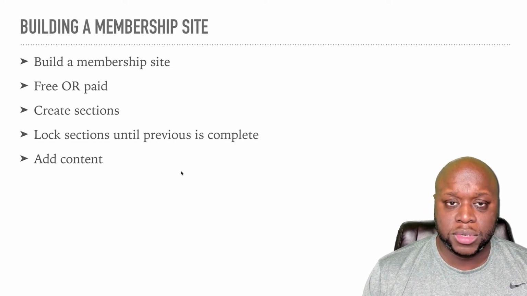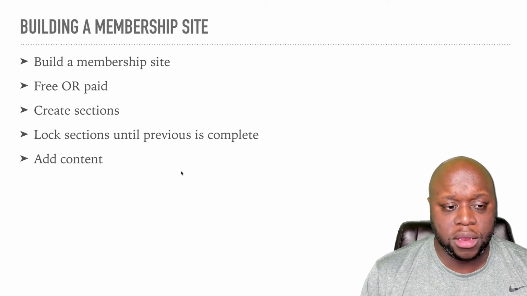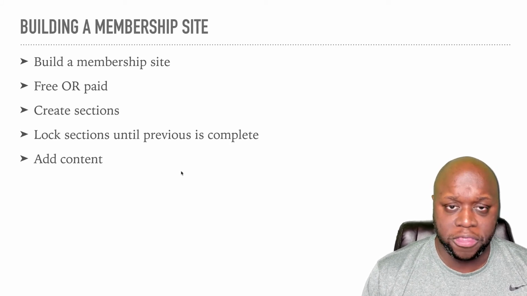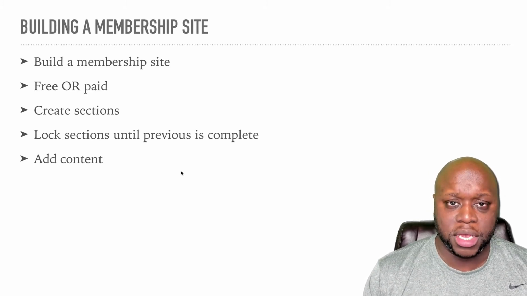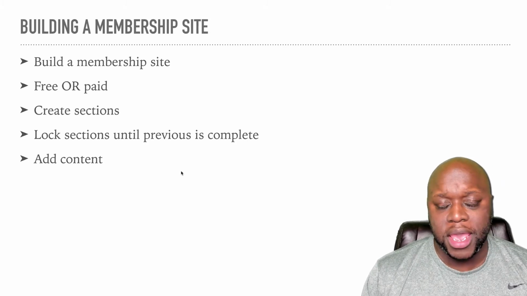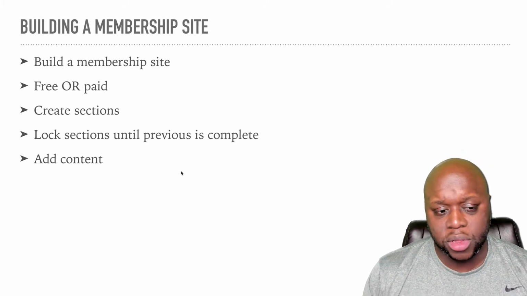You can also sell access to your membership site. You can do it at one time or you can do monthly payments. ClickFunnels makes it very easy for you to set this up. You can also lock other sections until customers have completed previous sections. And I'm going to show you how to add content as well as some of those other things.